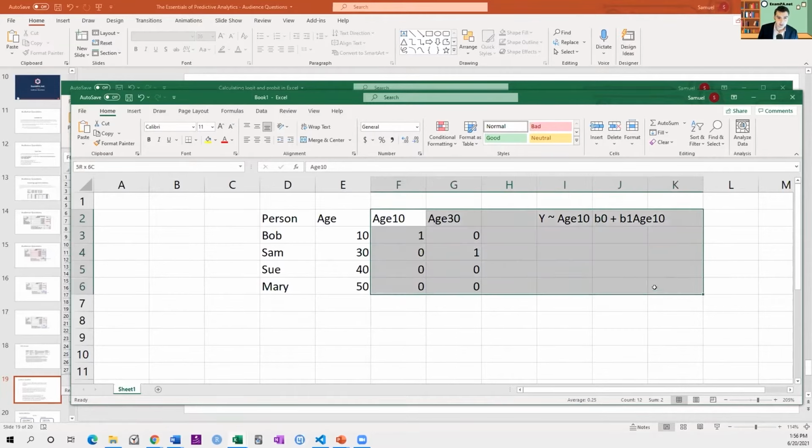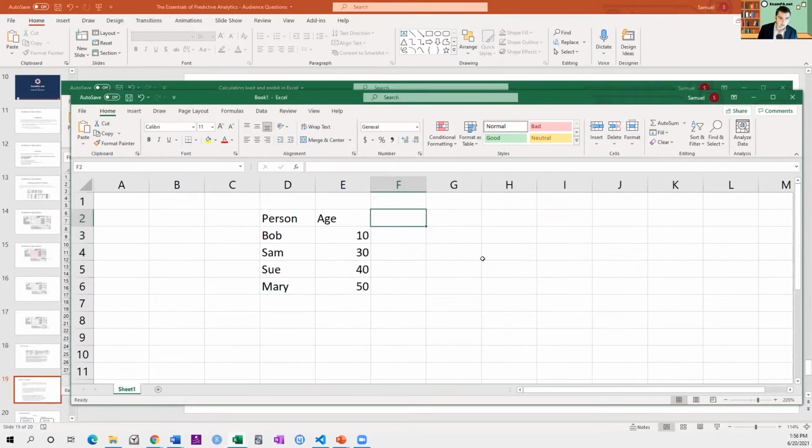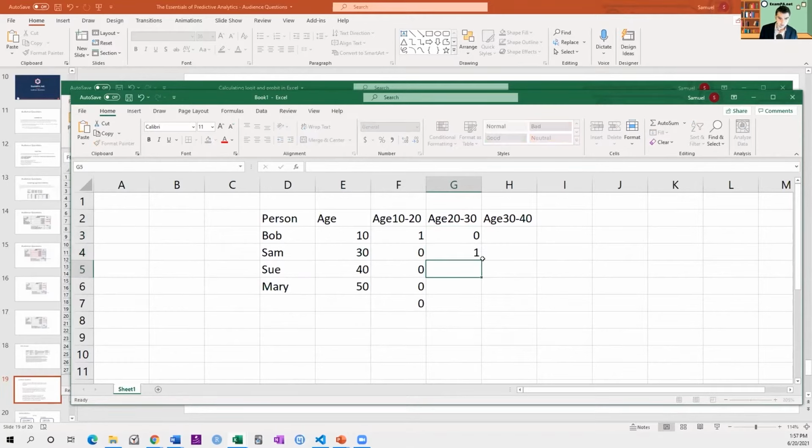But when you do binning, you're actually doing something even more complicated. So let's say you're creating bins like age 10 to 20, age 20 to 30, age 30 to 40. So this is 1, 0s. This is all 0s, 1, 0. This one 30 to 40.